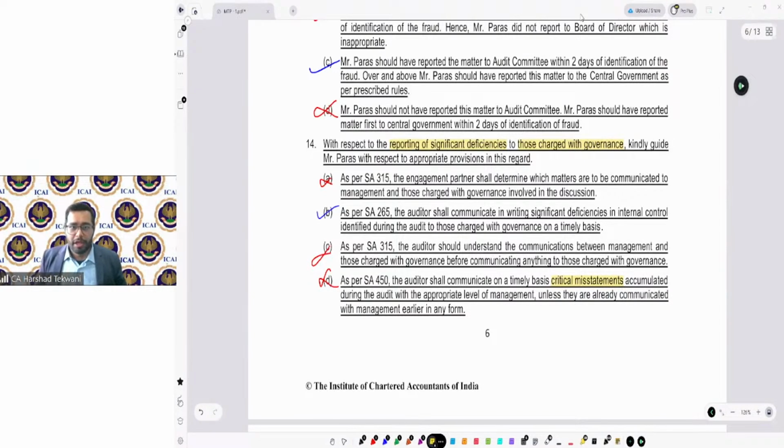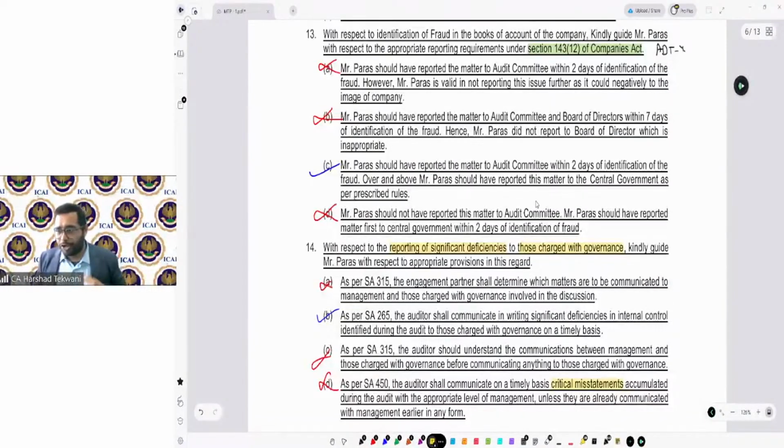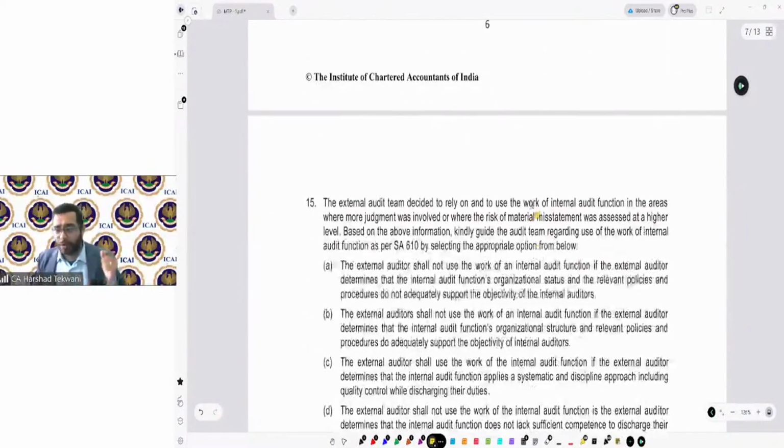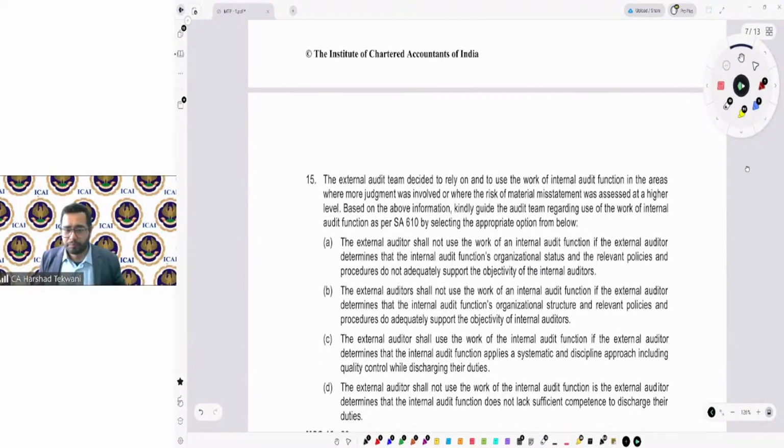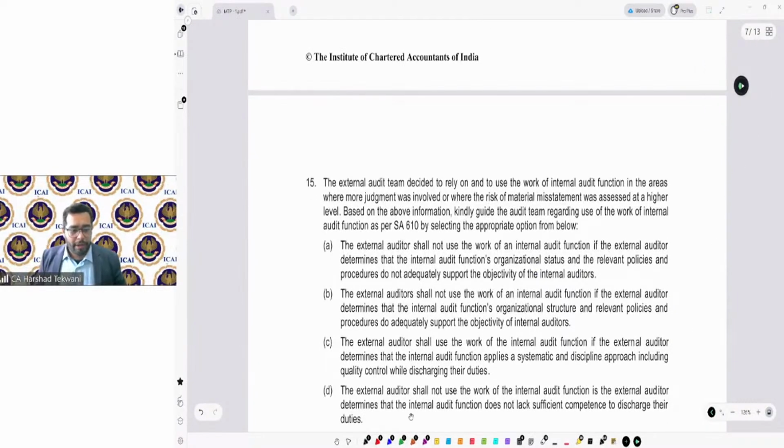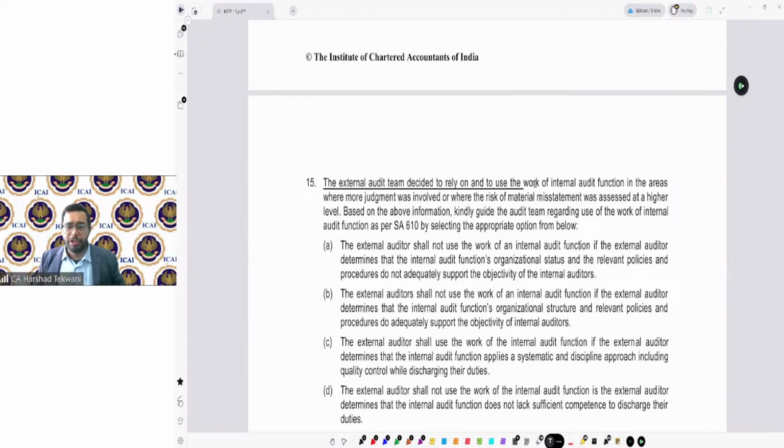Okay. If no doubts, then let's quickly proceed to the next and last question for this integrated case scenario. The external audit team decided to rely on and use the work of the internal audit function in the areas where more judgment was involved, or where the risk of material misstatement was assessed at a higher level. Based on the above information, kindly guide the audit team regarding the use of work of internal audit function as per SA 610 by selecting the appropriate option from below.